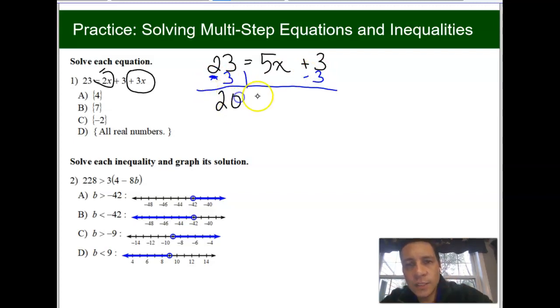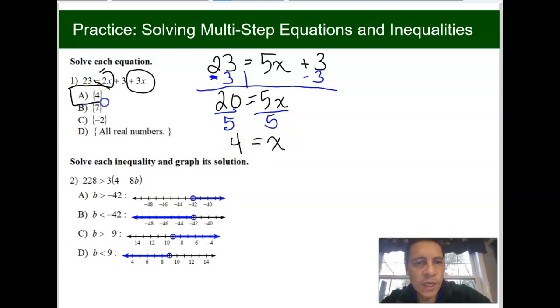I get 20 is equal to 5 times x. To get the x by itself, I need to divide both sides by 5. 20 over 5 is 4, so x is equal to 4. A was the right choice.